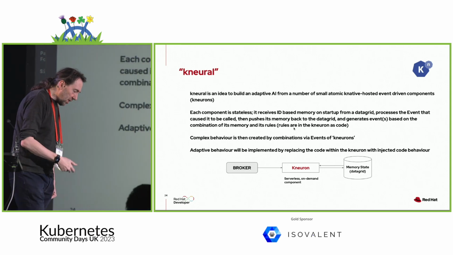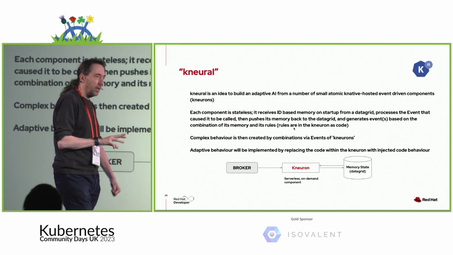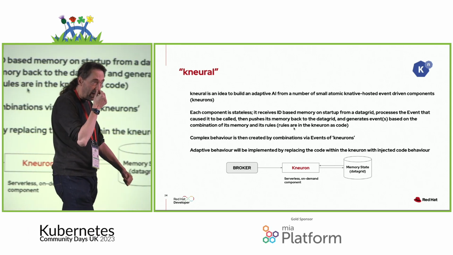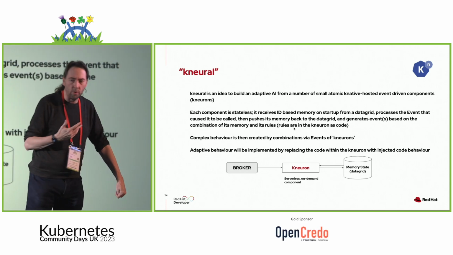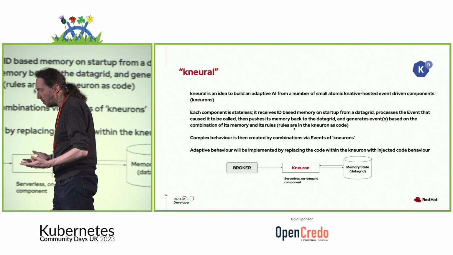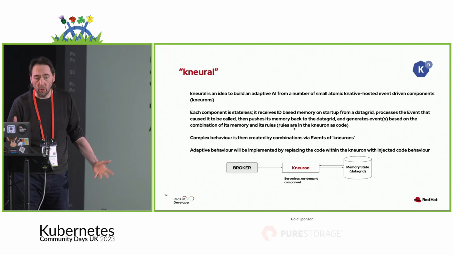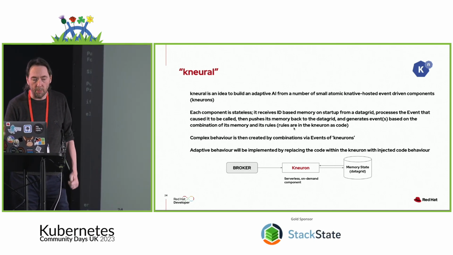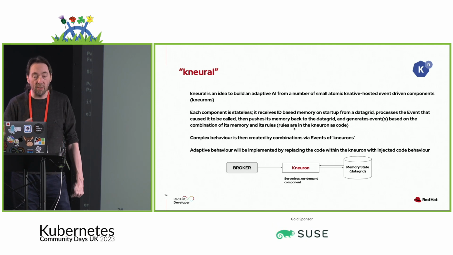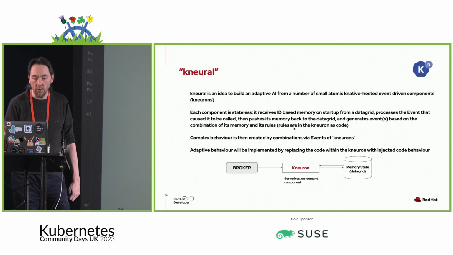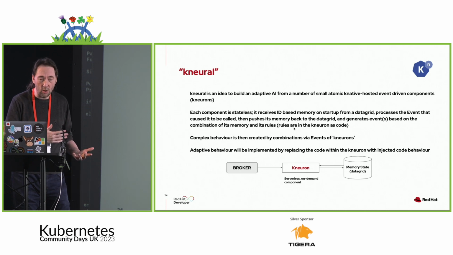So, let's talk about an example of this. And this is based on the stuff that I've been trying to write for 7 years. I've been trying to create basically a neural net. And I want this neural net to be made up of atomic components called neurons. So I've called it K-neural. K-neural is an idea to build an adaptive artificial intelligence from a number of small atomic Knative hosted event-driven components, which I call K-neurons.